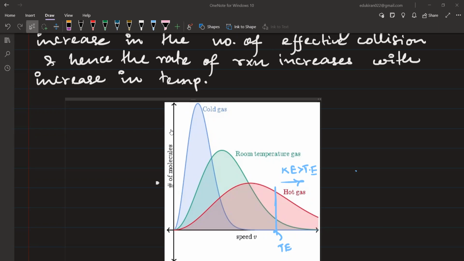Cold gas has the highest number of molecules. All of them are having the same number of molecules. According to the graph also, all of them are having the same number of molecules.